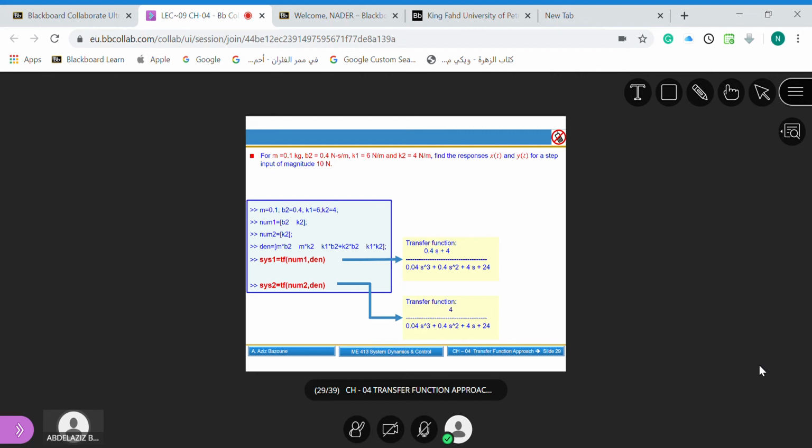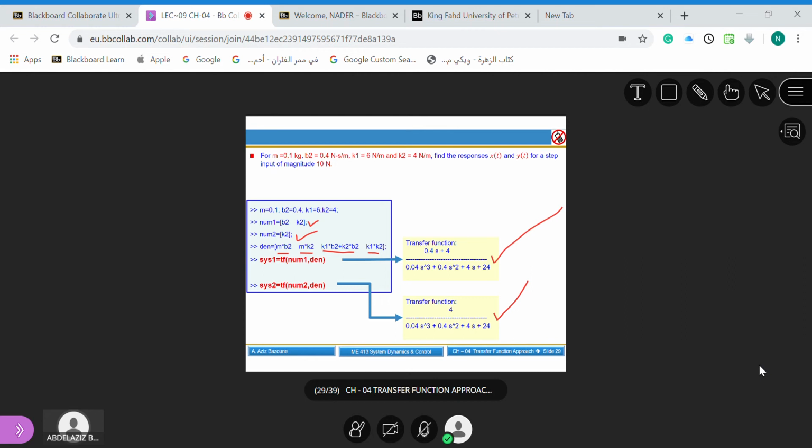So we write numerator is equal to K2, and we define the denominator: M times B2, M times K2, K1 times B2 plus K2 times B2, and then K1 K2. This is the denominator. The numerator is known. Numerator 2 for the second transfer function, numerator 1 for the first transfer function, and the denominator is common. So the first transfer function will be this. The second transfer function will be this one.